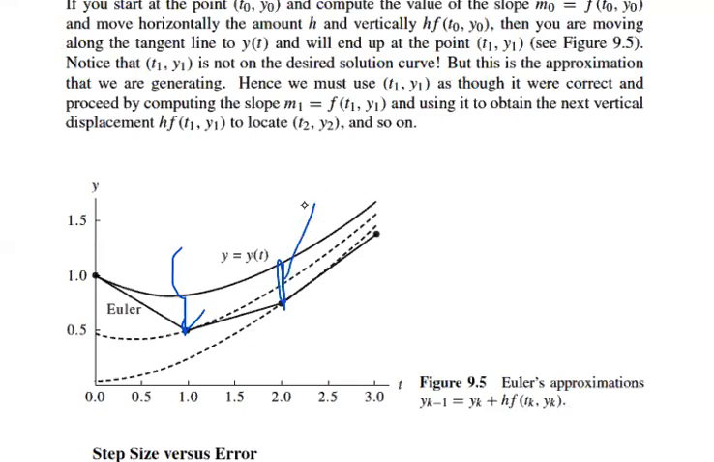So this is the exact value of y2, and this is the approximation. This one is the approximation value y sub 2. This is the error at the second stage. This is the error at the first stage, the exact value of y1, and this one is the value of y sub 1.